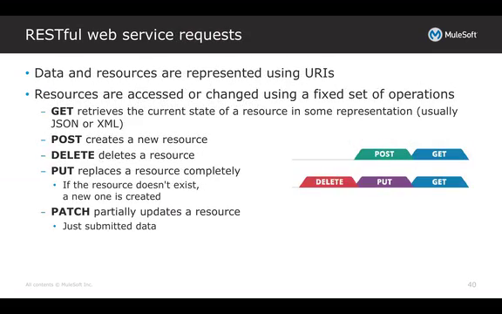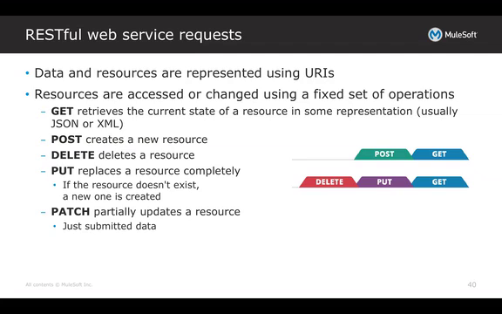Now, some more on RESTful web service requests. In REST, there's this idea of data and resources, and these are represented using the URI. Resources are accessed or changed using a fixed set of operations, going back to those HTTP methods that are available. When you have a data and resource in the URI, let's say somewebsite.com/customers, then you could do a get operation, which would assume you want to retrieve the current state of that resource, for example, customers, in some representation, JSON or XML.